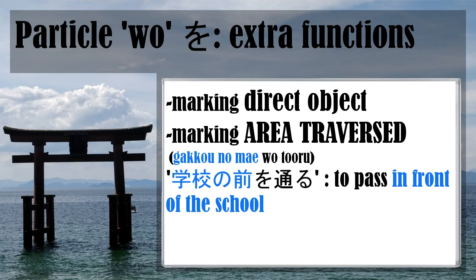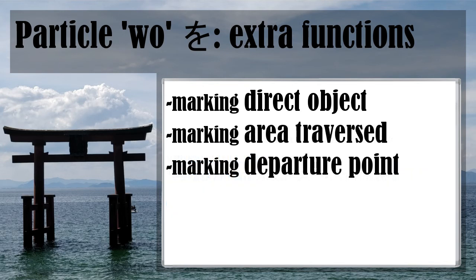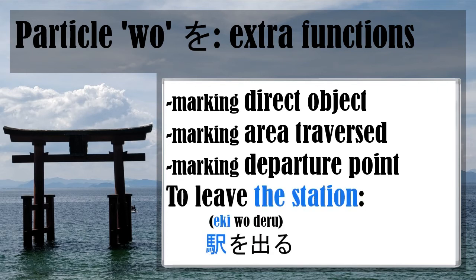Thirdly, it can also indicate the point of departure when humans do the leaving, as opposed to when, for example, smoke leaves a building, you would use a different particle, but when humans do the action of leaving, then it would be o as well, from the place where you leave. So for example, to leave the station would be eki o deru. Eki means station, o is again the particle indicating the point of departure, and deru is the verb to leave.